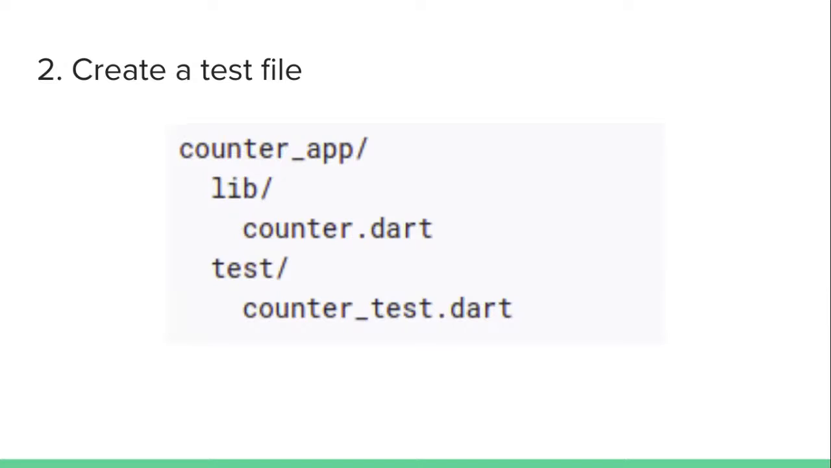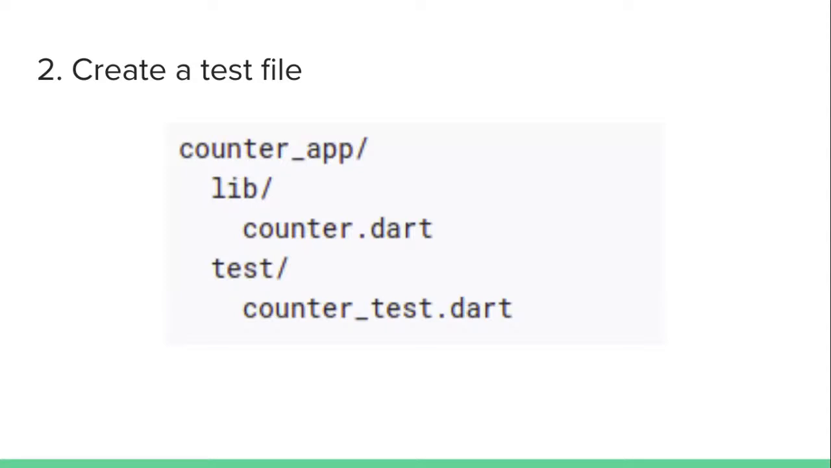In general, test files should reside inside a test folder located at the root of your Flutter application or package. Test files should always end with _test.dart. This is a convention used by the test runner when searching for tests. So if you don't use this convention, that's not testing. Okay.